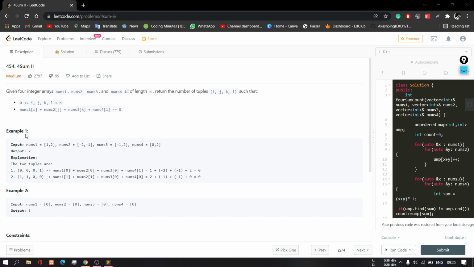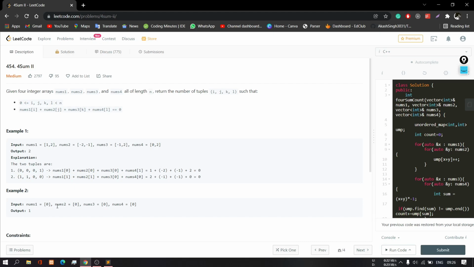If you see example 1, nums1 is 1 2, nums2 is -2 -1, nums3 is -1 2, and nums4 is 0 2. So if you choose 1, -2, -1 and 2, it will give you 0, as you see here. And similarly, if you take 2, -1, -1 and 0, it again gives you 0. So there are only two possible solutions, so the answer is 2.